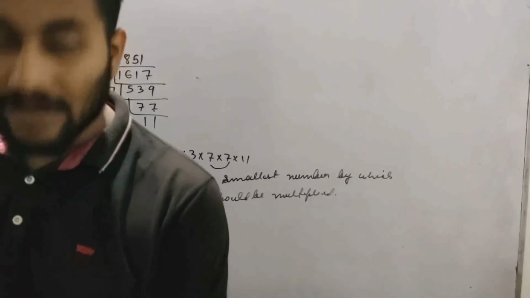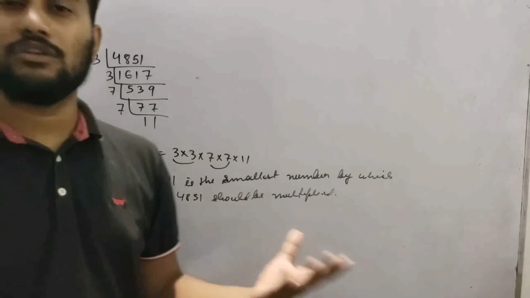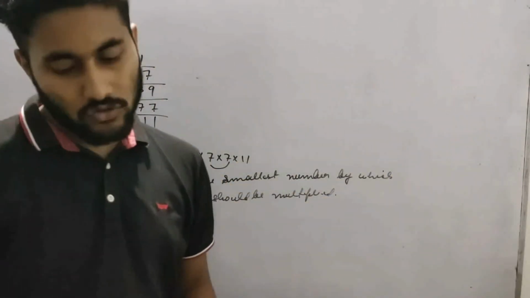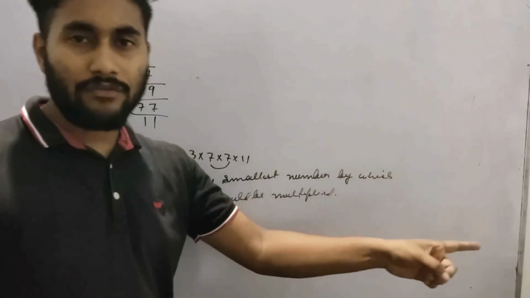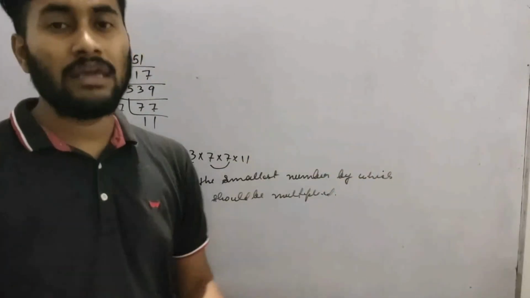And question number 7, it is your homework. Same like question number 5. By what number should it be divided? Whatever will be single, that should be divided. So try question number 7, try question number 5. Question number 2, 3, 4, 5. Do this homework. Send me.